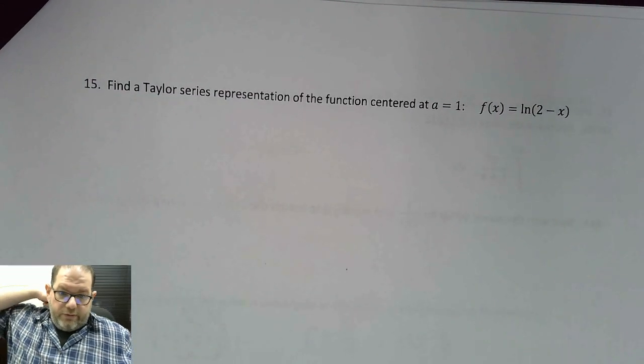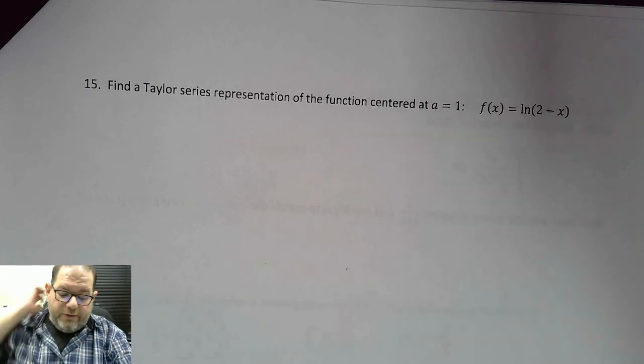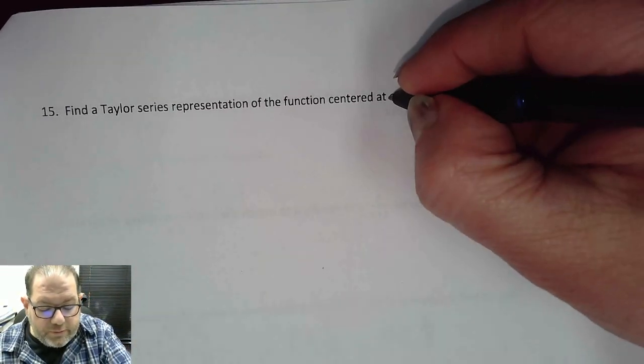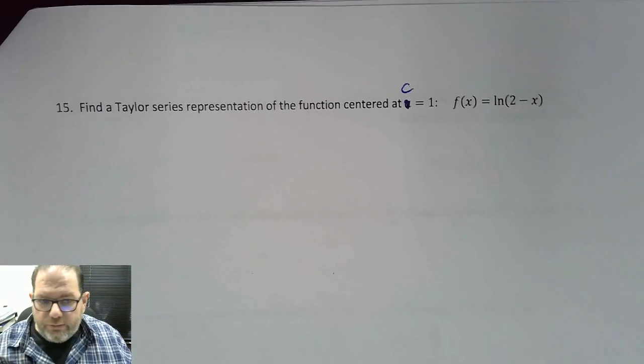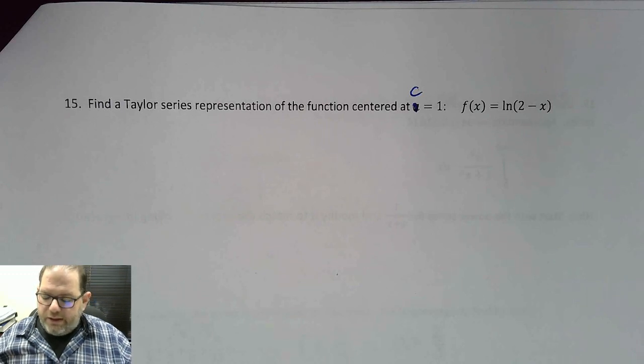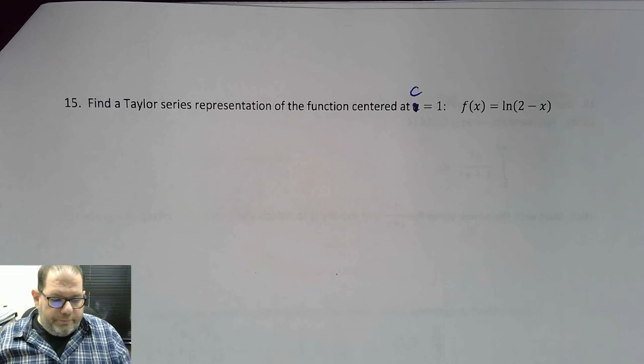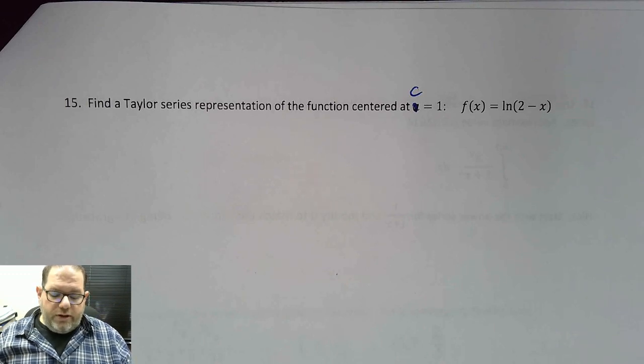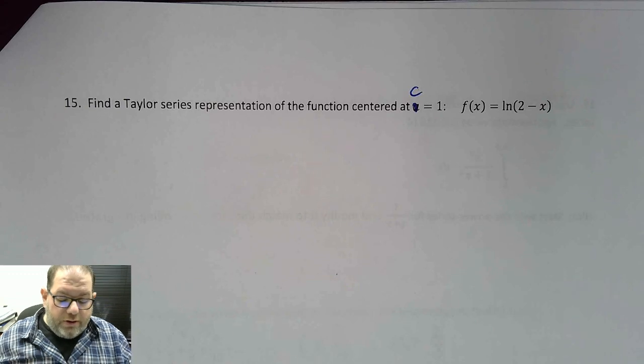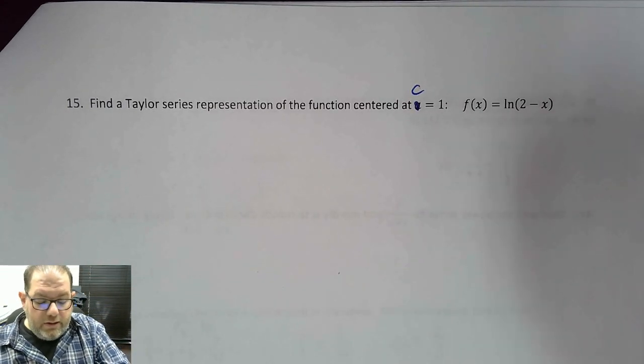15, find a Taylor series representation of the function centered at, and I said a equals 1 for some reason. It should really be a c equals 1, since that's the letter we should be using. I don't know why I mistyped that, but anyway. But yeah, we're using a center of 1, essentially. And so this is from now section 9.10.